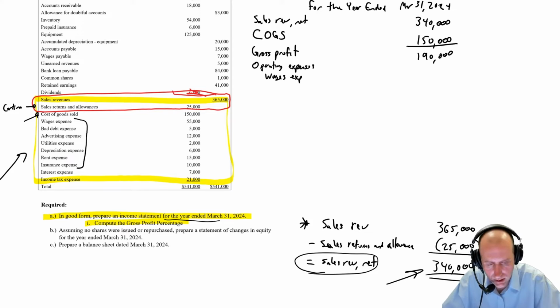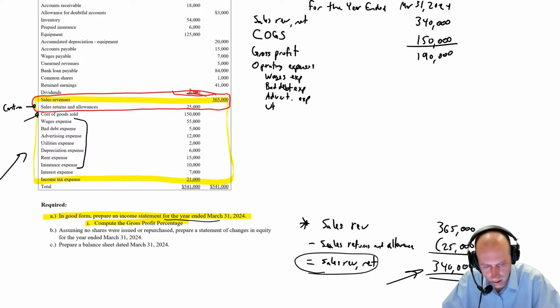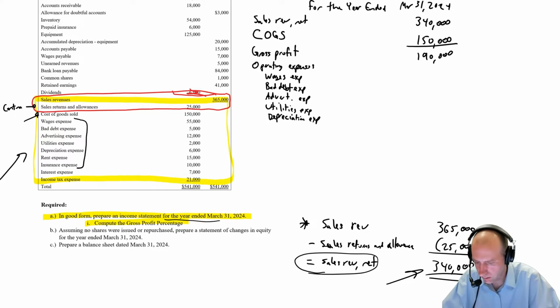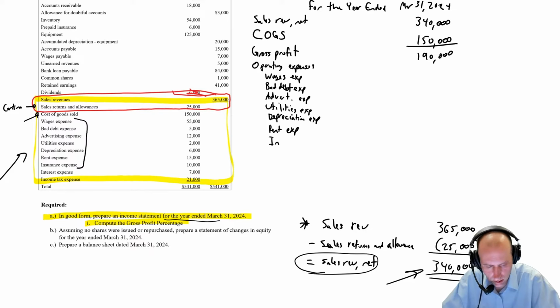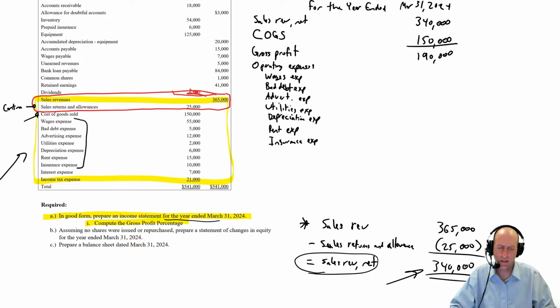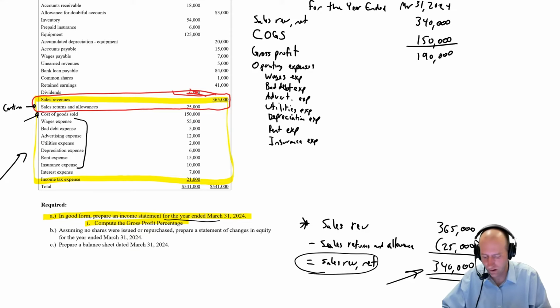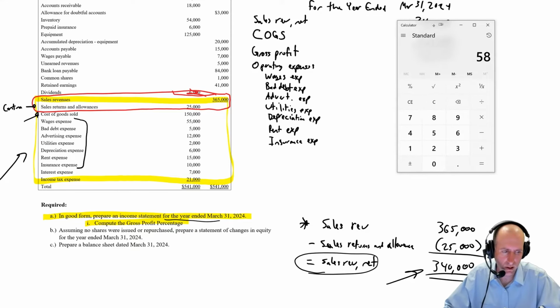Wages expense, bad debt expense, advertising expense, utilities expense, depreciation expense, rent expense, insurance expense. These are all operating. Sometimes a student will say, is insurance really a part of the day-to-day business? And the answer is yes, you need insurance to run a business. So it is no question an operating expense.